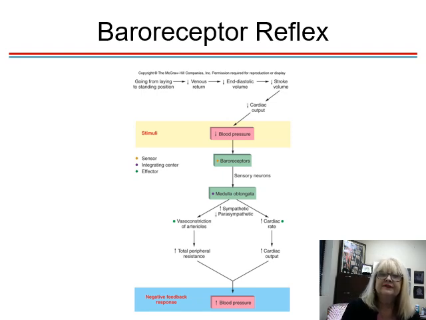Okay, so the negative feedback control of blood pressure by the baroreceptor reflex. This reflex helps to maintain an adequate blood pressure upon standing. Sorry.